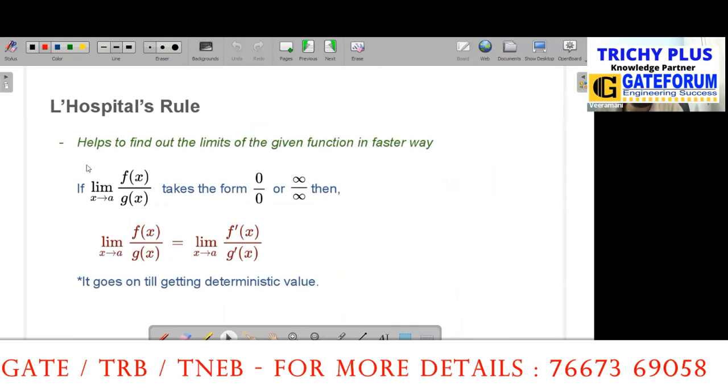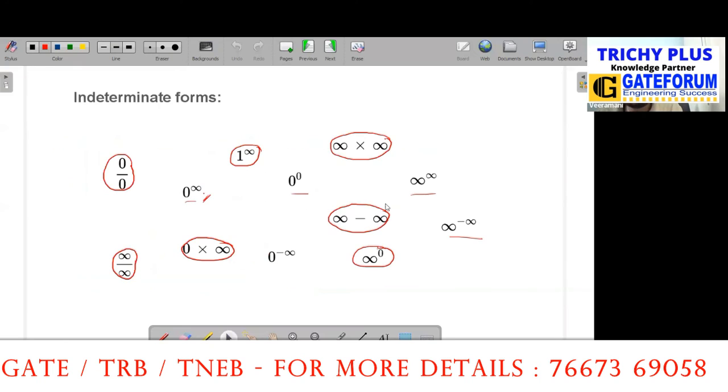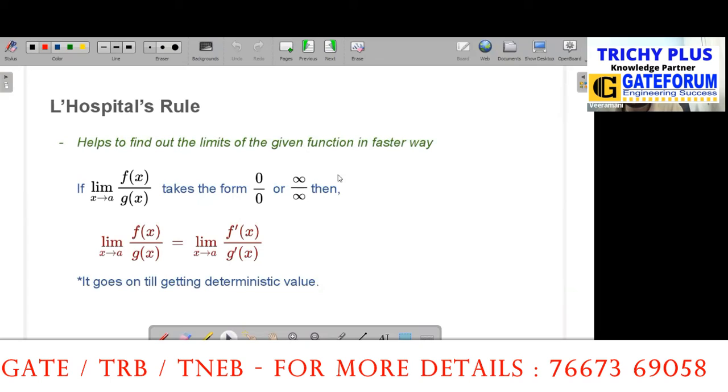So if limit exists for f of x divided by g of x, so if there is a function in this form and it takes the form of 0 by 0 or infinity by infinity or any other indeterminate form when you are applying x is equal to a, then you can write the same thing as limit x tends to a f of x by g of x is equal to limit x tends to a f dash of x by g dash of x.